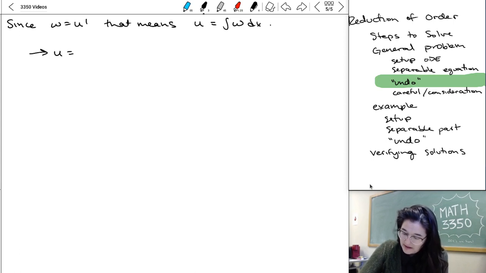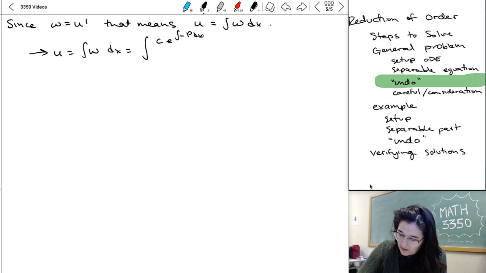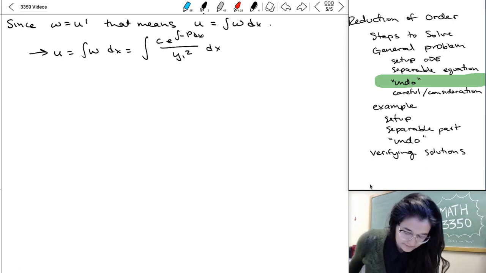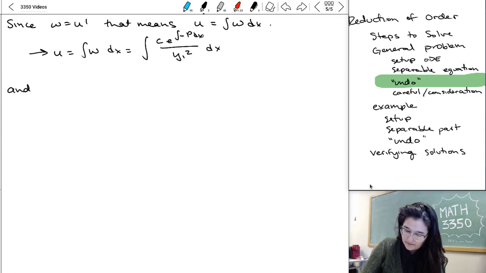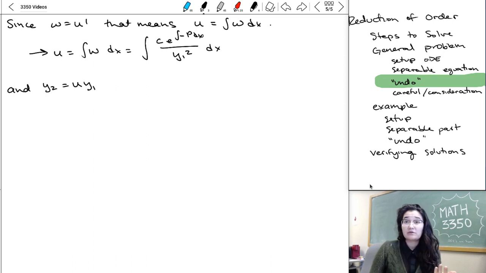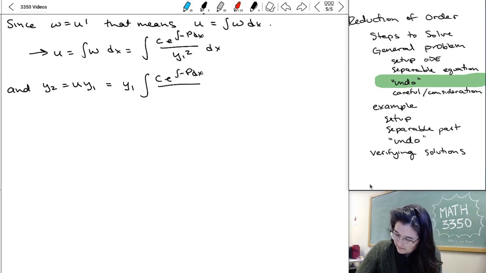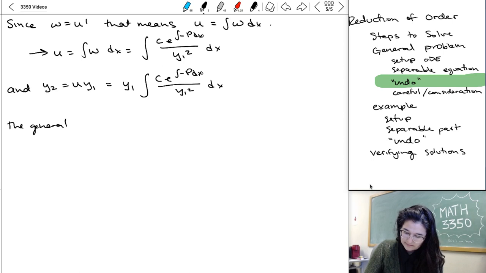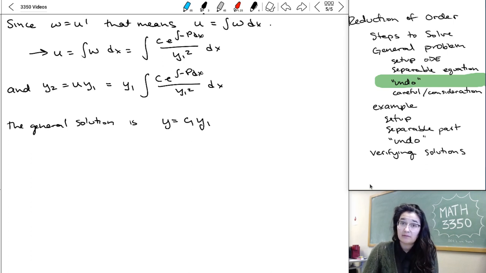So u is going to be the integral of w, or it's going to be the integral of c e to the integral of minus p dx over y1 squared dx. And then y2 was u times y1 way back when we started this problem. So that means that it's just going to be y1 times everything that I just wrote. And the general solution is going to be y1 times c1 plus c2 times the y2 I just found.